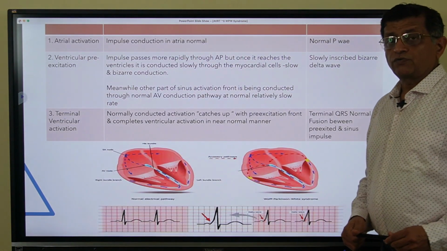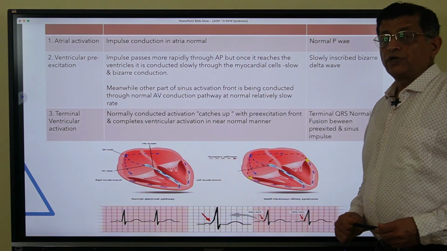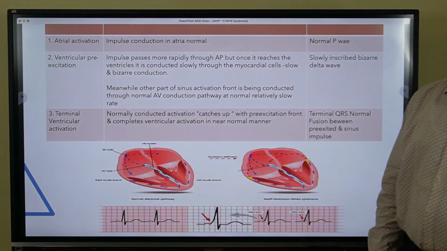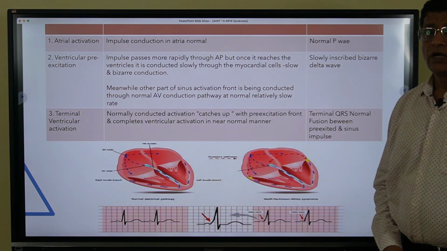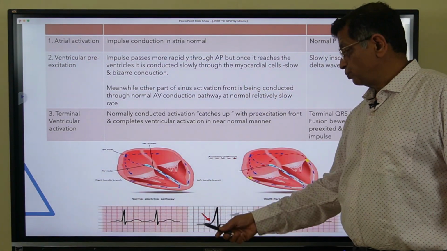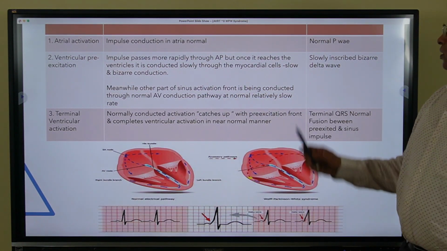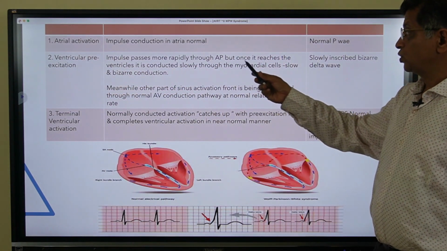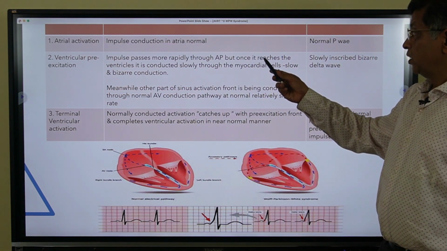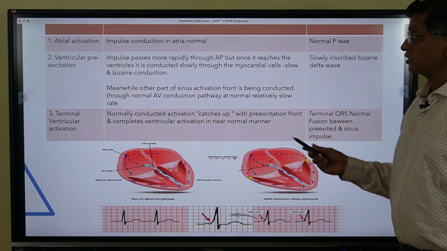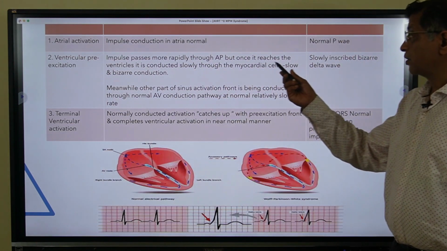The ECG changes of WPW syndrome we will see in three parts. The atrial activation. Atrial activation is seen in the ECG in the form of the P wave. So atrial activation is essentially normal, so P waves are normal. Ventricular pre-excitation. The impulse passes rapidly through the accessory pathway, but once it reaches the ventricles, it is conducted slowly through the myocardial cells.